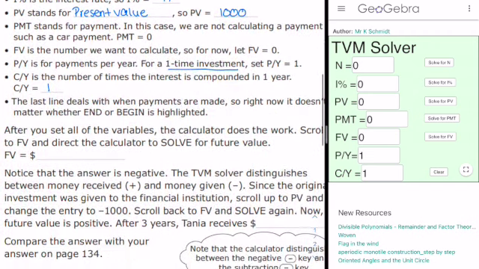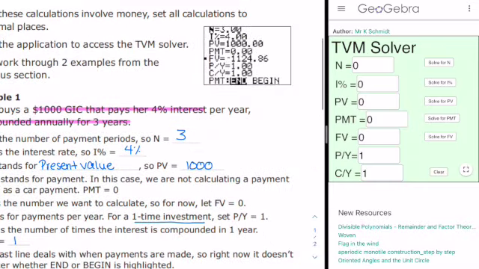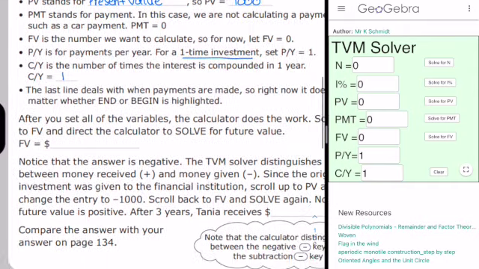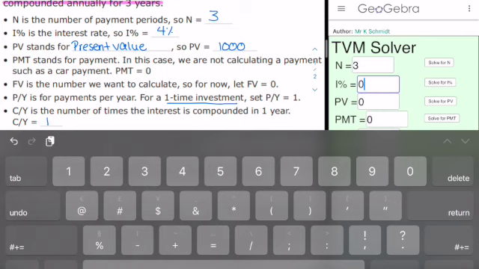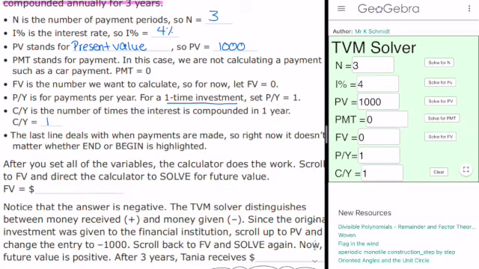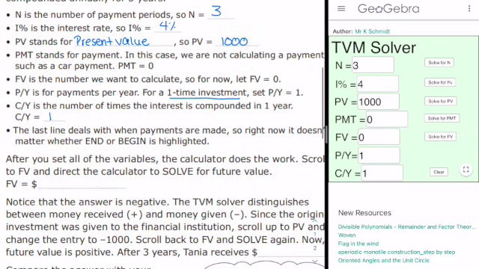And then the last line in the actual solver over here is about different stuff, and we don't have that one, so we don't have to worry about it. Now, let's plug all these values in. So we have 3, 4, 1,000. And the other two are already set to 1. So now we're going to click solve for FV.